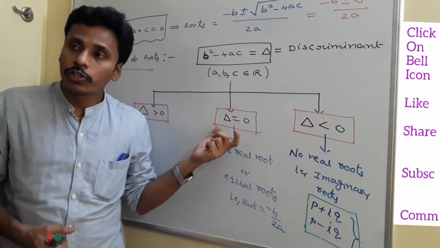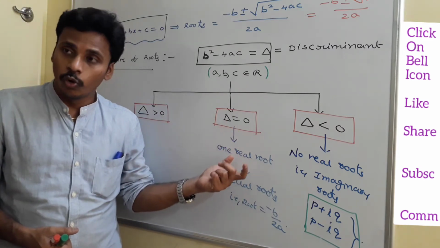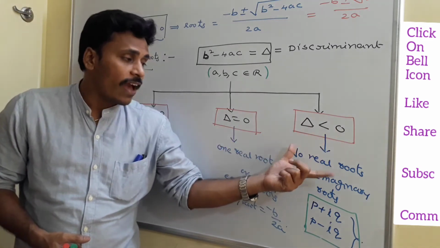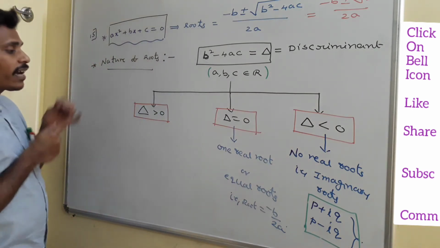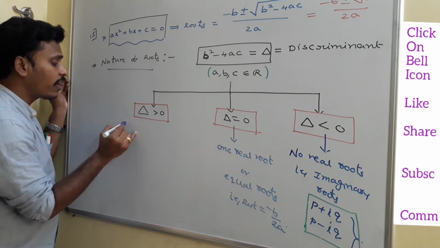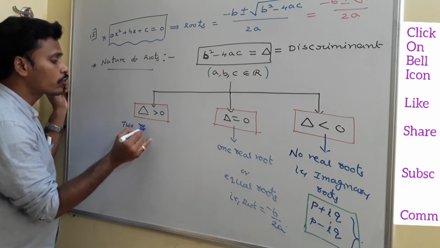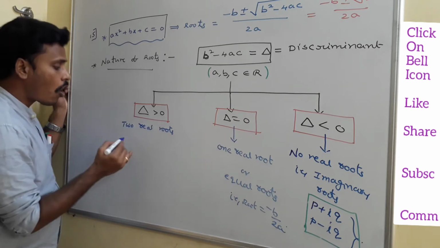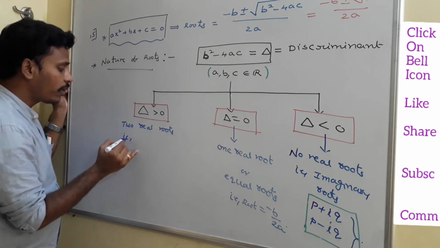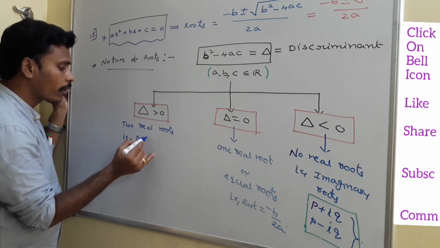If it is equal to 0, we have only one real root. If it is less than 0, we have no real roots. And in the last case, if delta is greater than 0, then we say that we have two real roots. What we say? We have two real roots, or in other words, distinct roots.